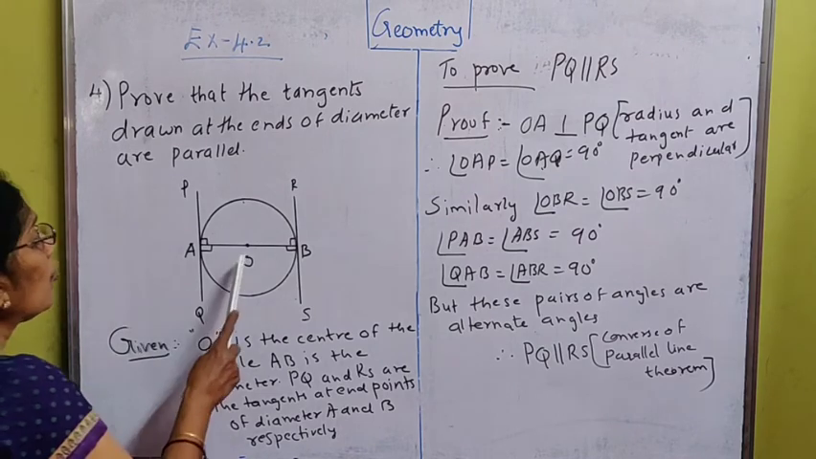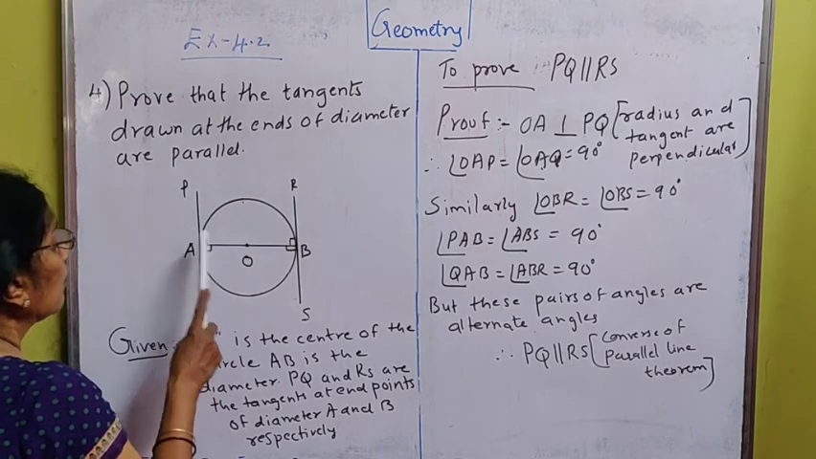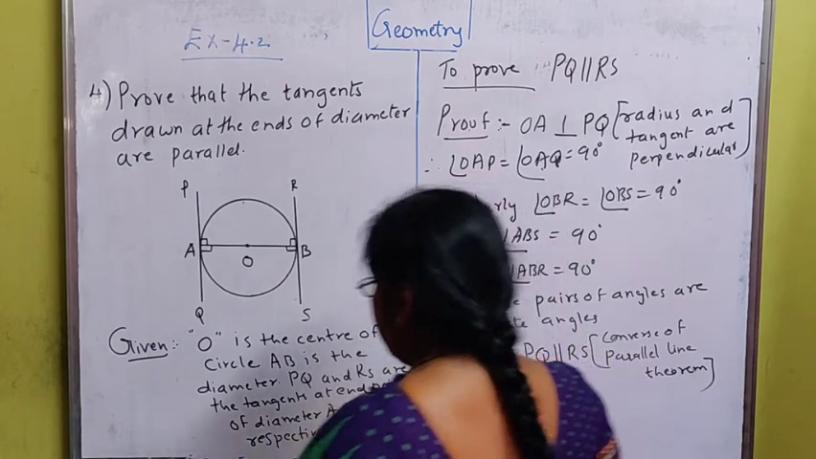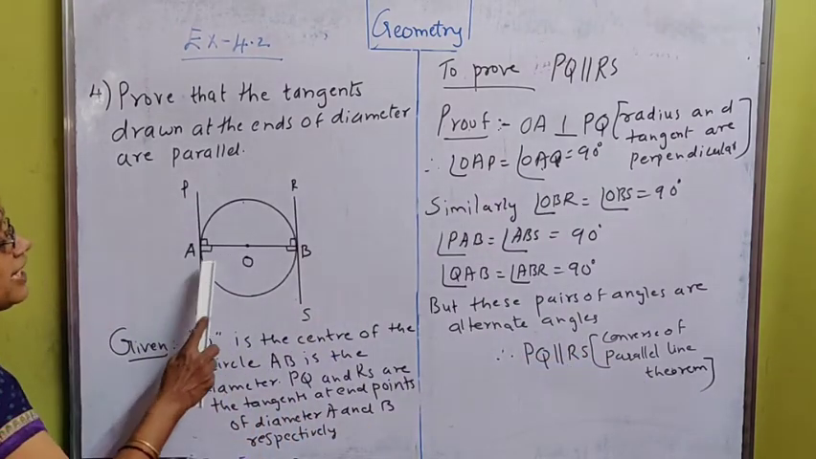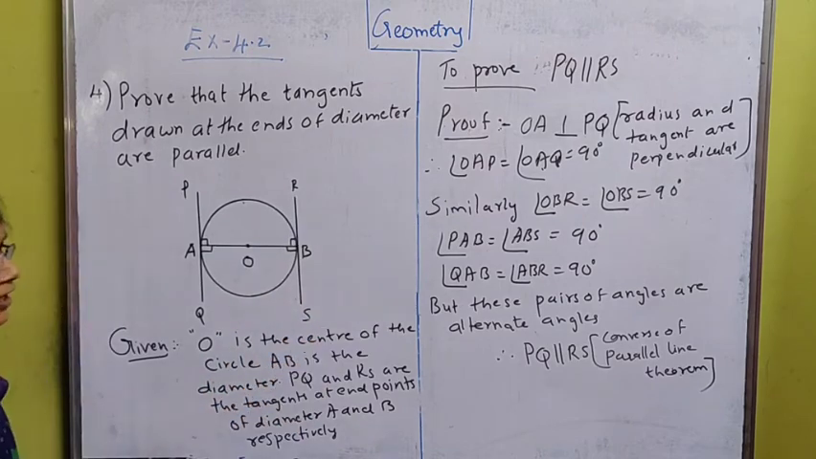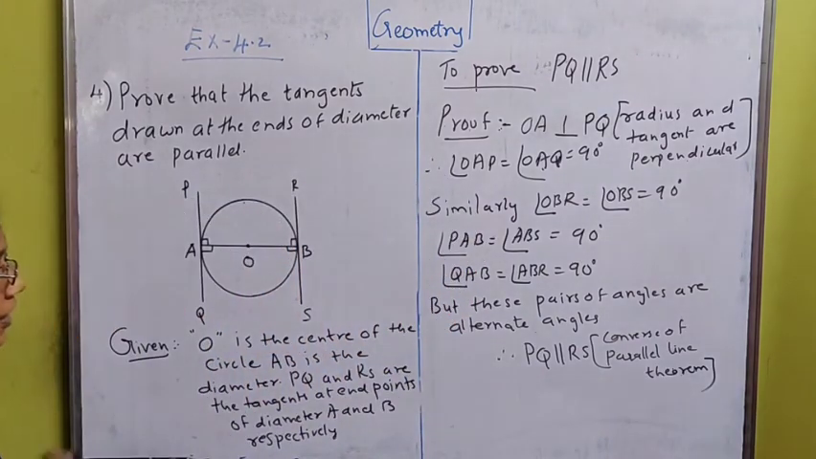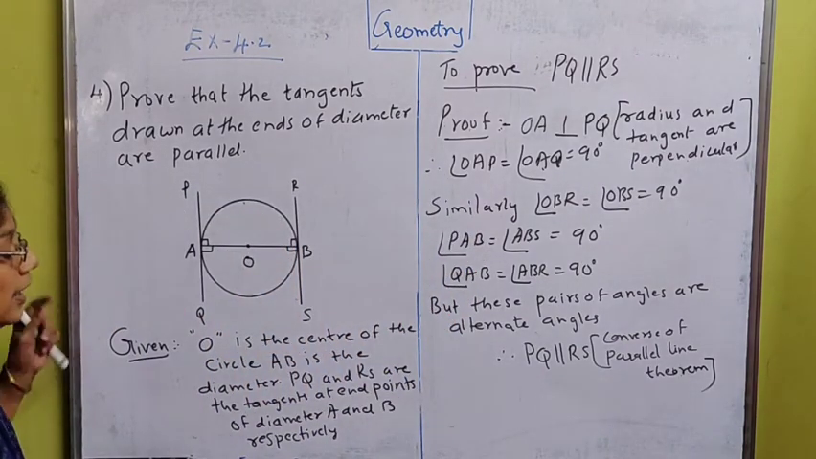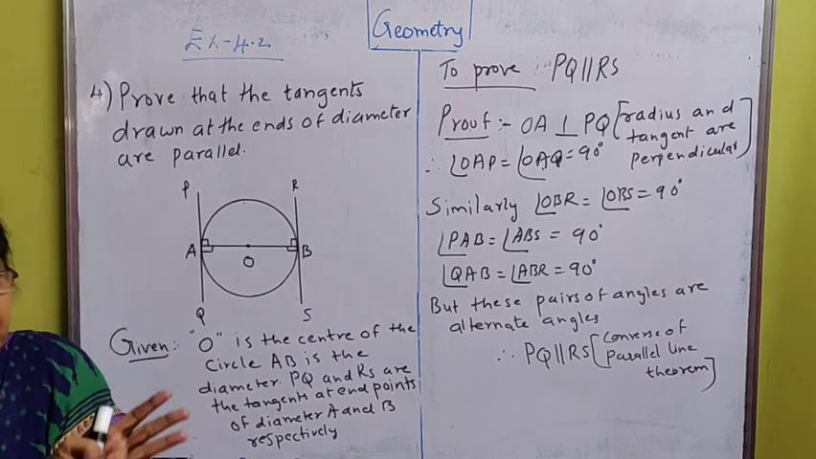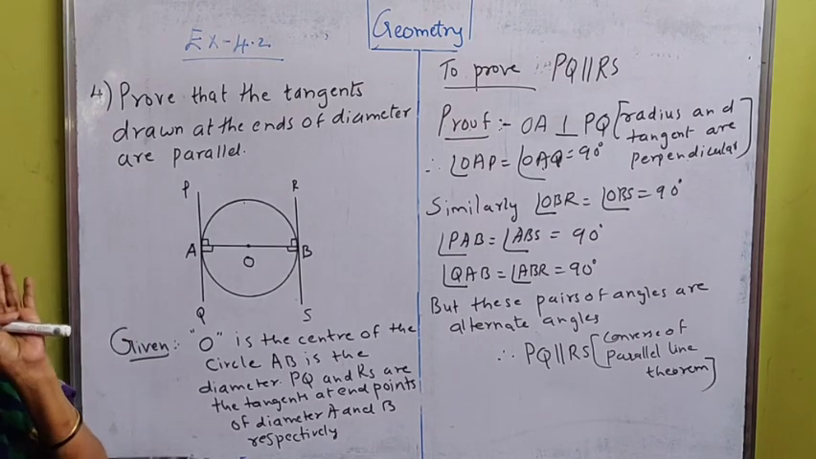Now we know that OA is perpendicular to PQ. So angle OAP and angle OAQ will become 90 degrees, because radius and tangent are perpendicular. Similarly, angle OBR and angle OBS are also 90 degrees, for the same reason: radius and tangent are perpendicular. Now let us see the parallel line theorem. If two parallel lines are intersected by a transversal line, corresponding angles become equal and alternate angles become equal.